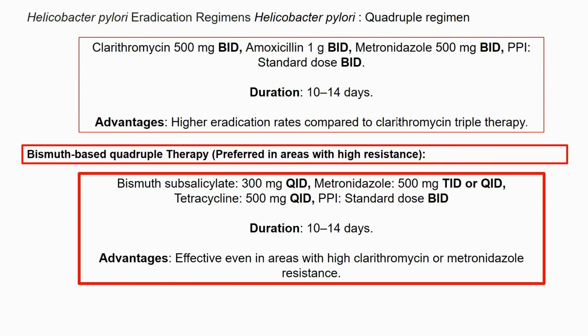That's the reason why there are two regimens of quadruple therapy for H. pylori, one with clarithromycin, and the other one without clarithromycin. So therefore, this regimen could be appropriate for patients taking statin therapies.